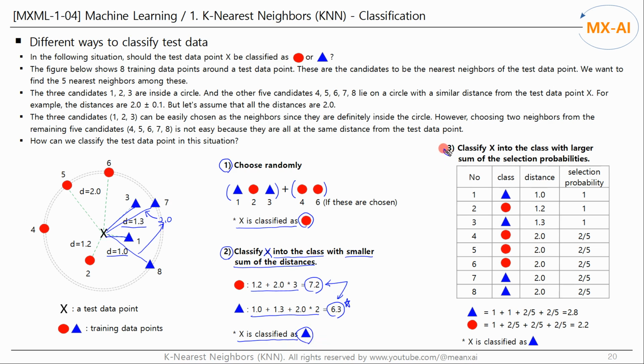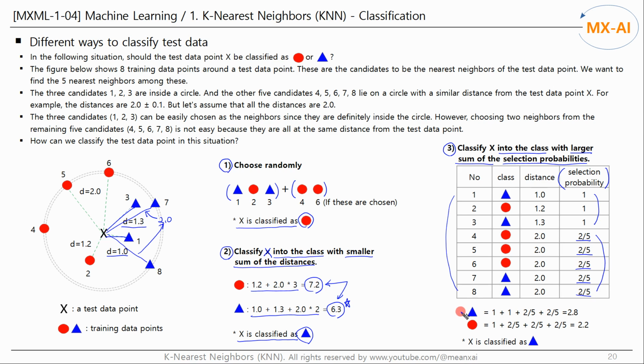The third way is to classify the data point X into the class with larger sum of the selection probabilities. This method also uses all 8 data points. First, we compute the selection probability for each data point. Since the data points 1, 2, and 3 are all inside the circle, their selection probability is 100%. And since we have to choose 2 of the remaining 5 data points, the selection probability is each 2/5.